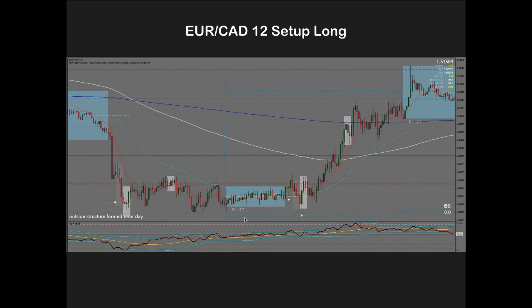That's the move that creates this blue tracer, right? The low for the next day. So this is the outside structure formed in the prior day. All right, and you can see here price comes back after the consolidation.